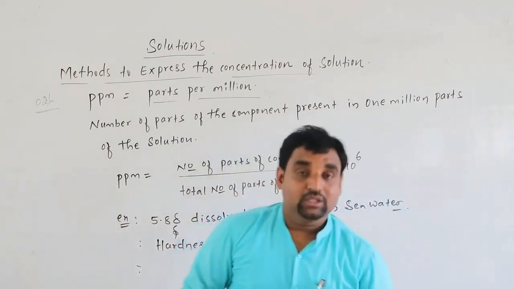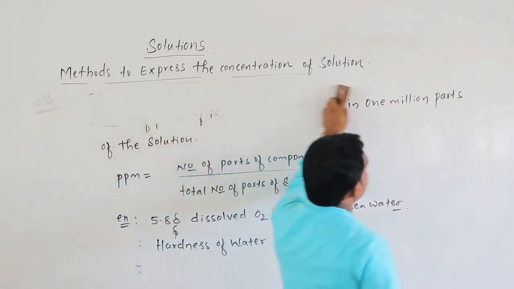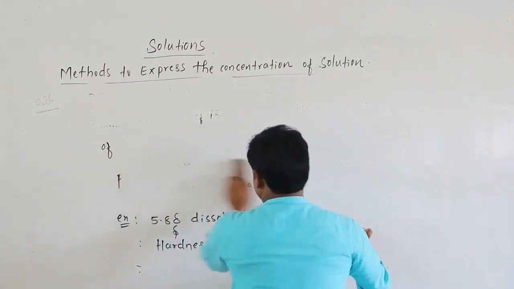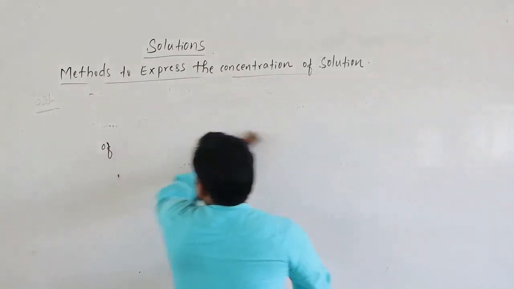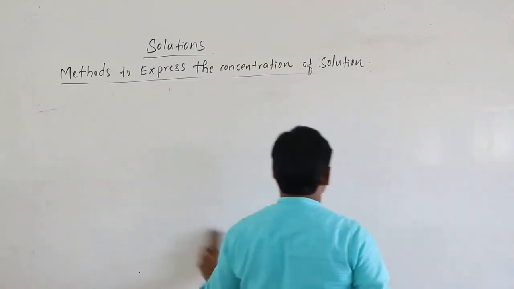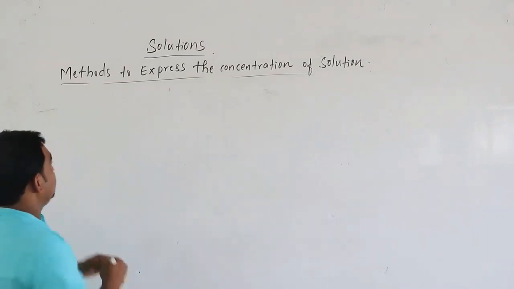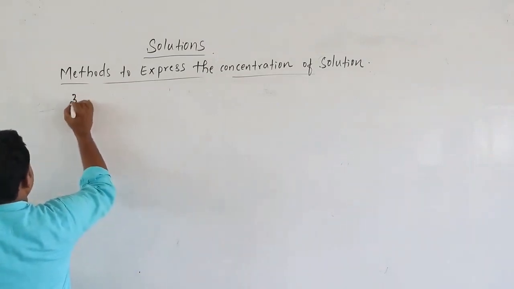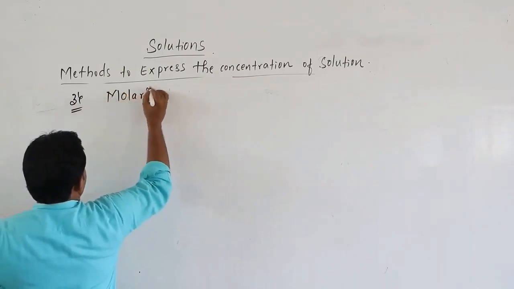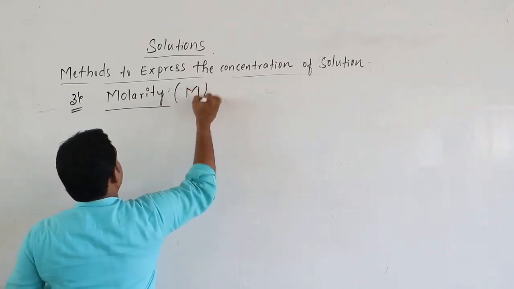So next, the chemical methods: molality, mole fraction and normality. Now we will discuss those. In chemical methods, the first and very important concentration term is molarity, denoted by capital M.